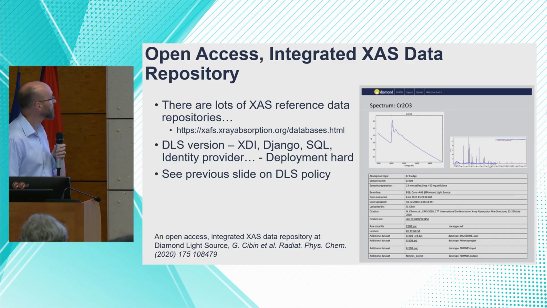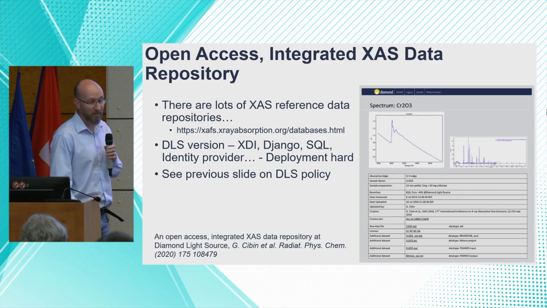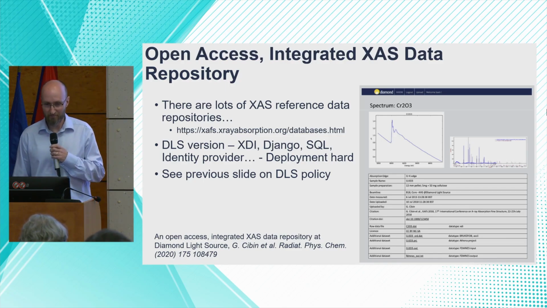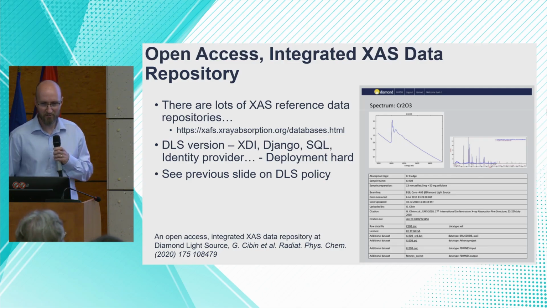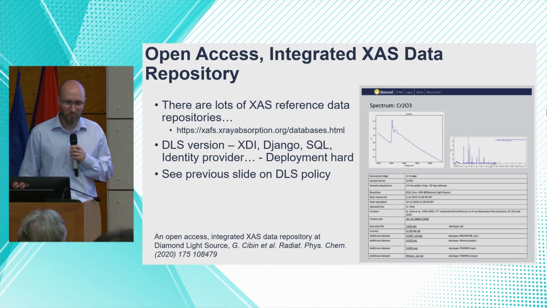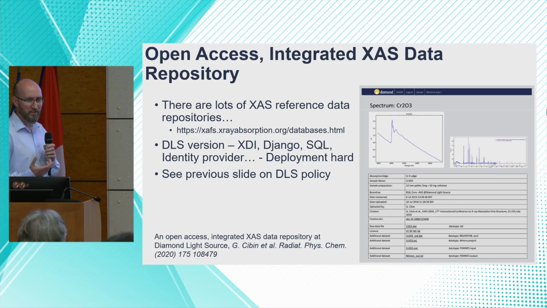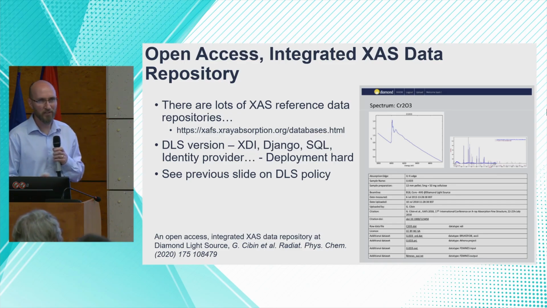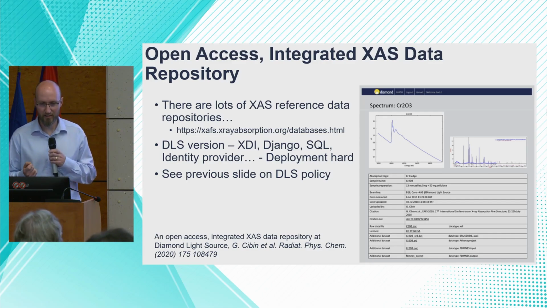There's a nice link in the XAS absorption web pages showing how many there actually are. The version we made back then used XDI, which is the common data interchange format that spectroscopists use, Django and SQL, but it had its own identity provider inside it. And Diamond policy is now very strict: you don't have an application that has an identity provider in it. You use OIDC, and that is our single identity provider.